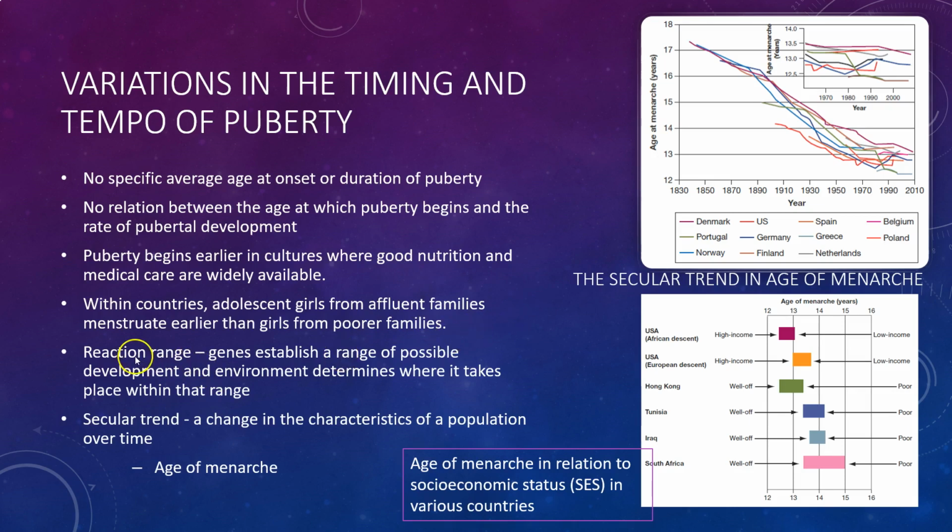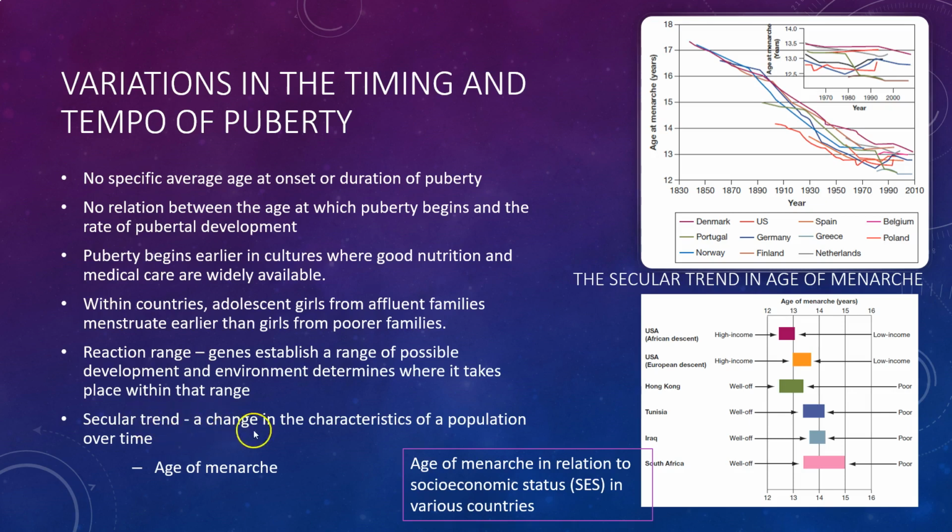socioeconomic status. Reaction range, that's a term that describes that genes establish a range of possible development. So when, in this case, will an individual go through puberty, and then the environment determines exactly where it takes place within that range. So it's a combination of nature and nurture, which we're going to be talking quite a lot about this semester. And then a secular trend.